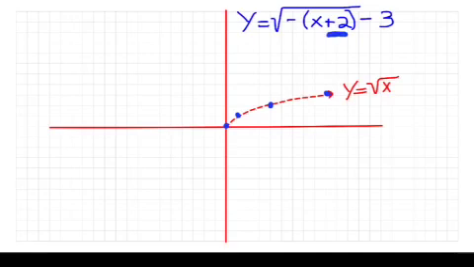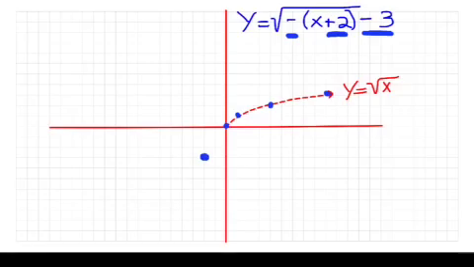It means move left 2. The minus 3 on the outside means move down 3. And the negative in front but inside is going to tell us this time to reflect over y, or make the graph go left instead of to the right. So let's find that end point again. We're going to move left 2 and down 3 as we did before. This will be my new end point.